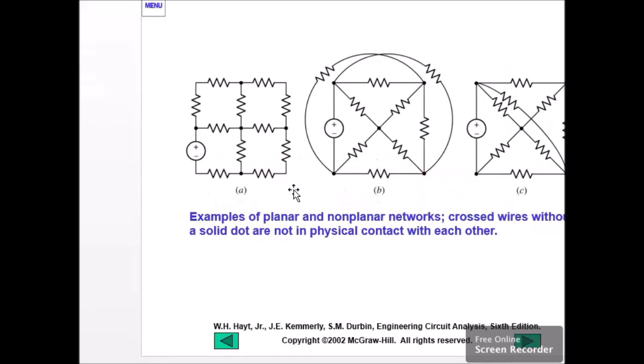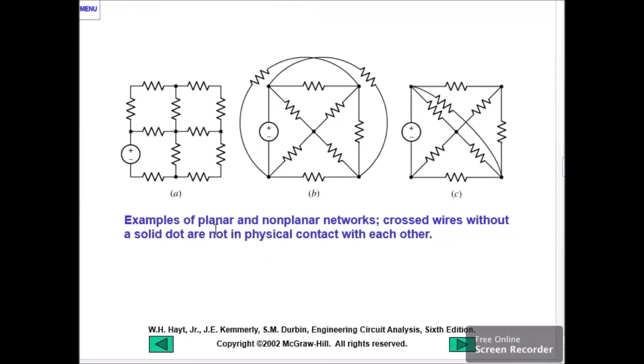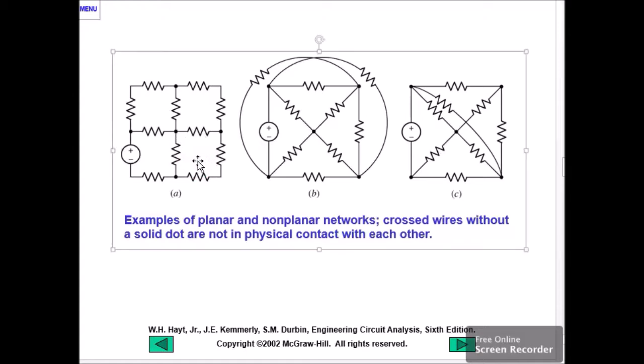Take a look at this circuit. This is an example of planar and non-planar networks. Earlier we said, what is planar? No overlapping branches. In this one, is there a branch on top of another branch? Is there a branch under a branch? Is there any overlapping? None, right? It's plain. So, this one is a planar circuit.